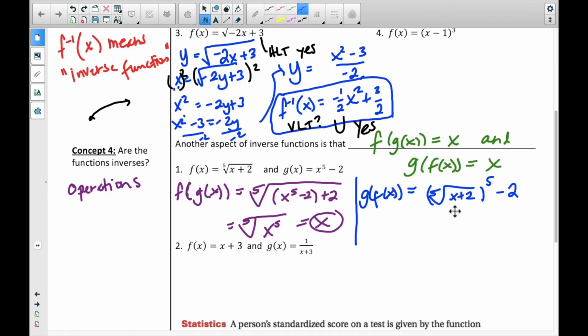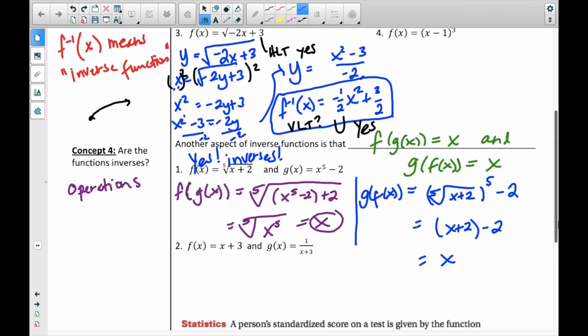Okay, well, I have the fifth root and I have a fifth power. Those cancel each other out. So I have x plus 2, and those canceled, so I don't have a power anymore. And I have a minus 2, so look, they canceled out also. And so yes, they are inverses of each other, because whether you do f of g of x or g of f of x, either way, it cancels down to x.